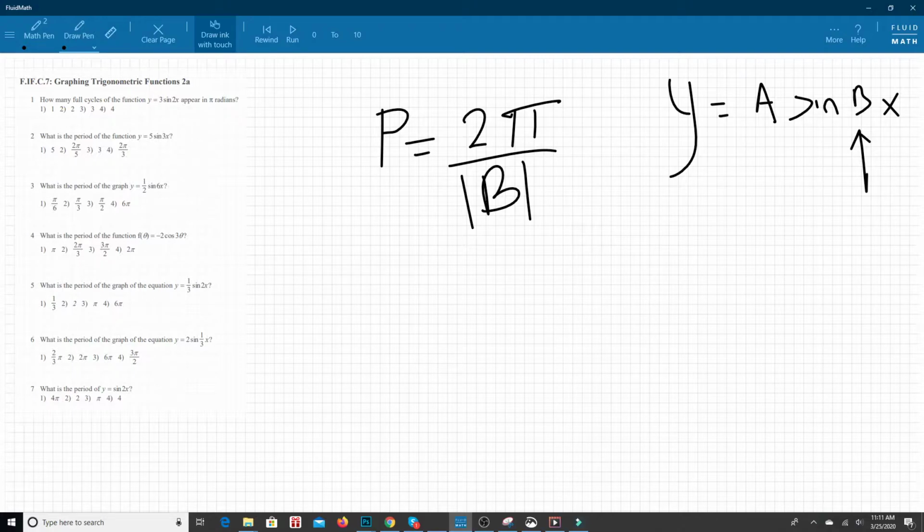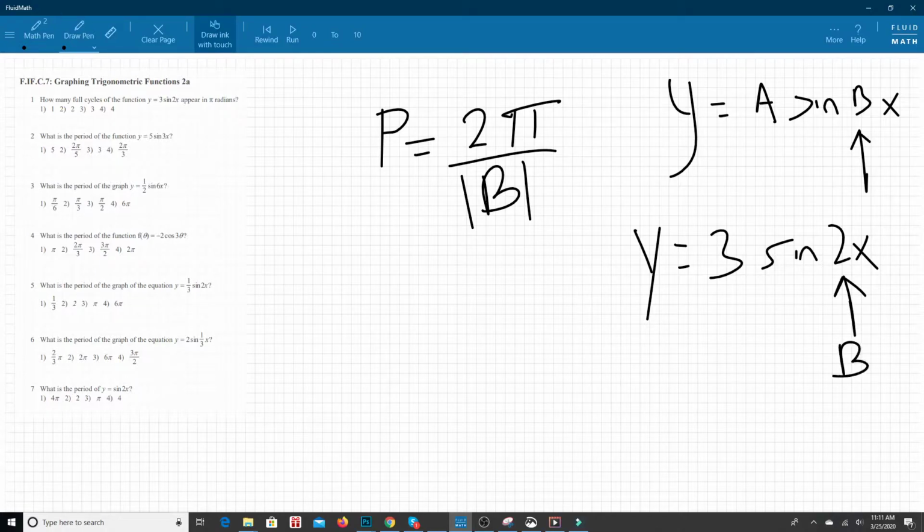So in the case of 1, we know that you have y is equal to 3 sine 2x. This right here is B. So we're going to have to plug B into our formula over here. These questions should be simple.